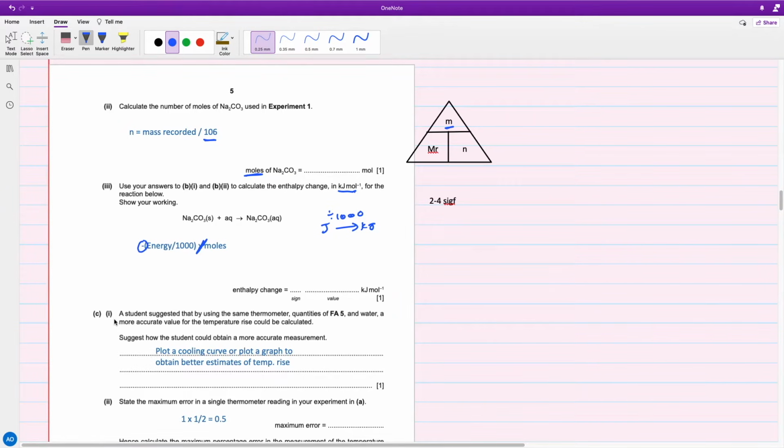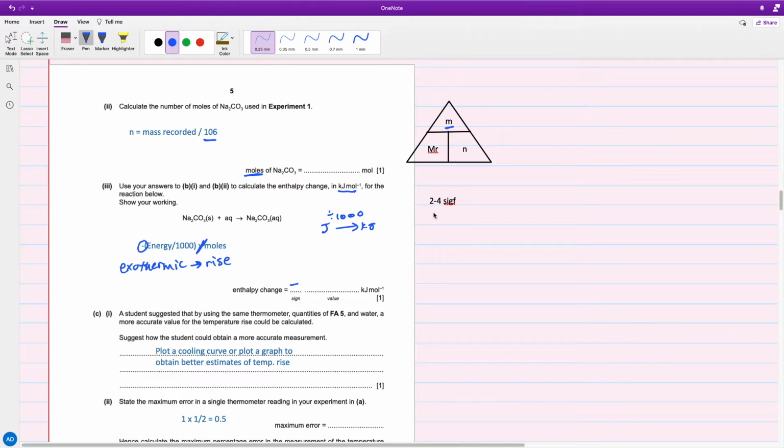The reason it's negative is because there is a rise in temperature, so you know that the experiment was exothermic. If there was a drop in temperature, then it would have been endothermic, and then it would have been positive. But for now, the sign is negative.